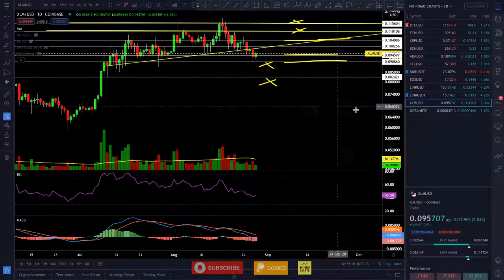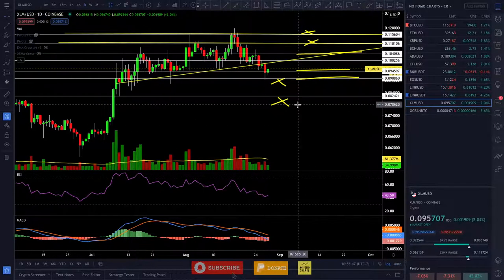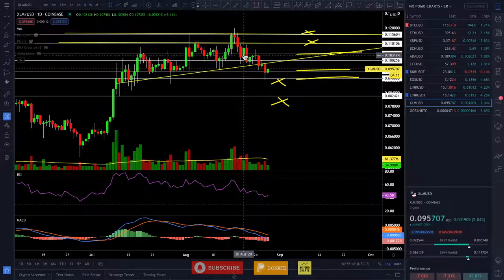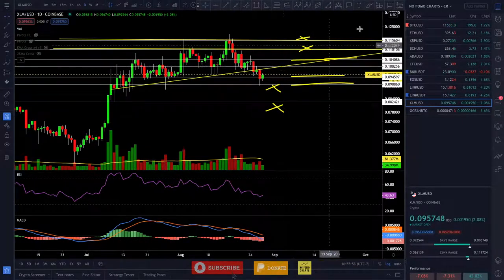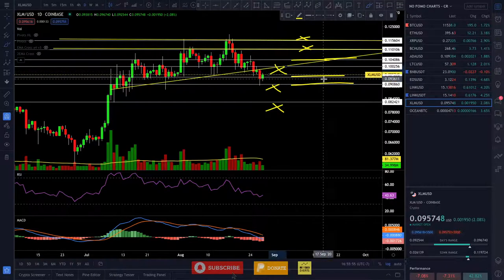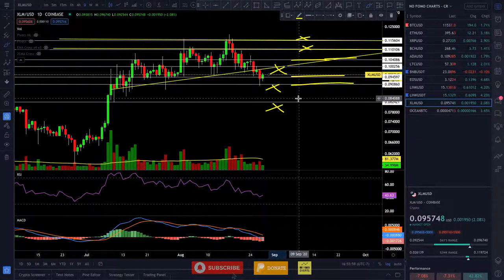XLM. All right. So again, daily downtrend. Where's it going to bounce to? Possibly retest of this 10 cents. Possibly 10 cents. Right? Very simple.